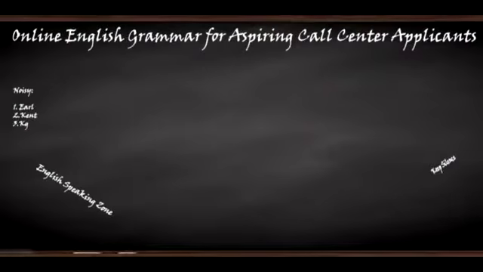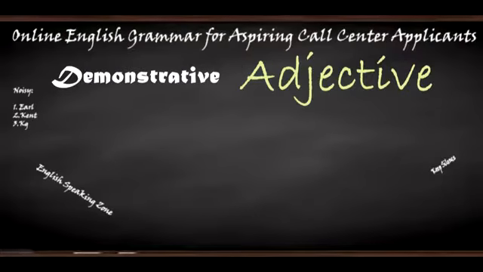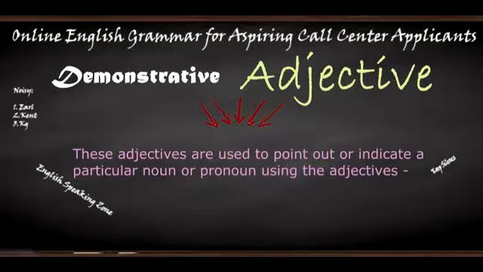Fourth category: demonstrative adjectives. These adjectives are used to point out or indicate a particular noun or pronoun.